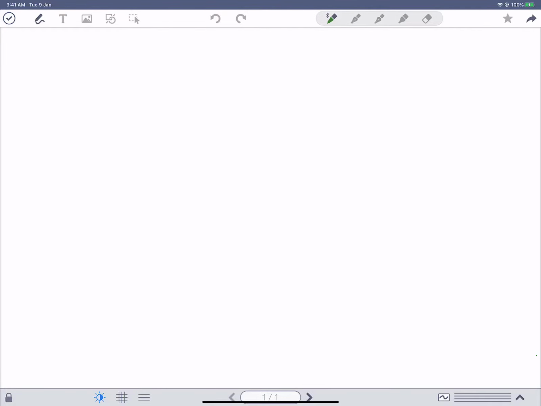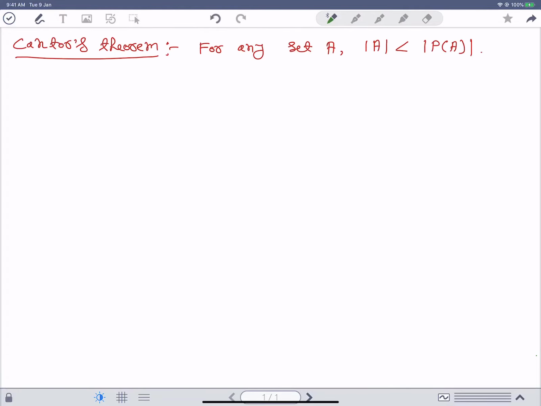Welcome to the second lecture on cardinality. So here I shall start with Cantor's theorem. It says for any set A, the cardinality of A is strictly less than the cardinality of the power set of A. So what is the power set of A?